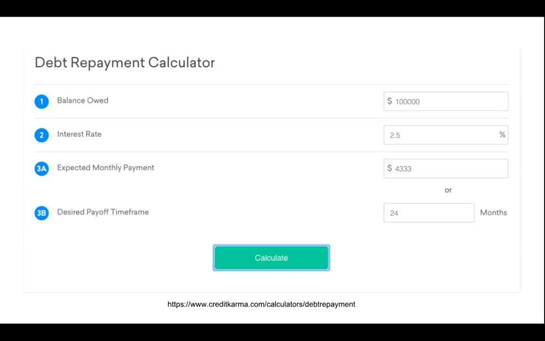So what is your loan amount? In number 2, you're going to plug in your interest rate. Ours for this example is 2.5%. Then you can plug in either your expected monthly payment, so maybe what you want to pay or what you think you can pay, or you could do your desired time frame in months, such as 24 months.